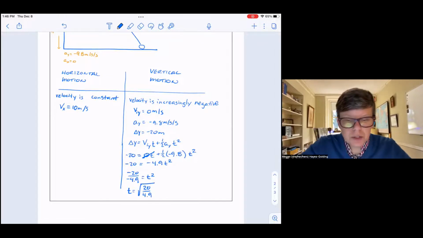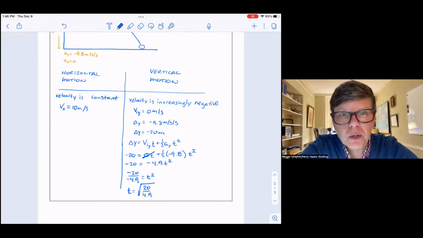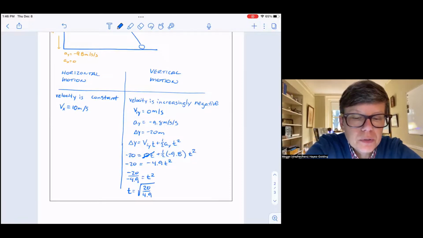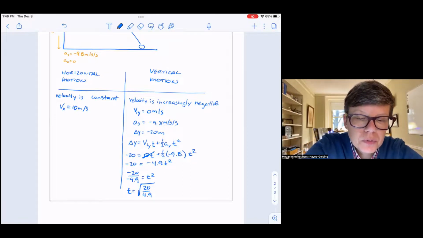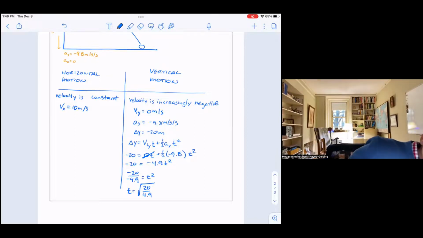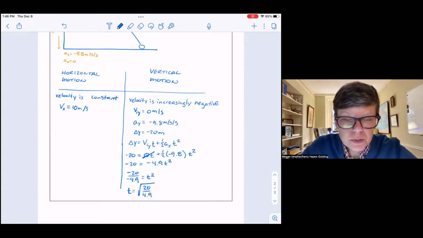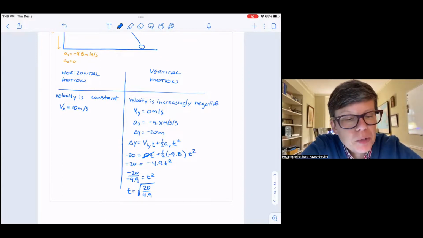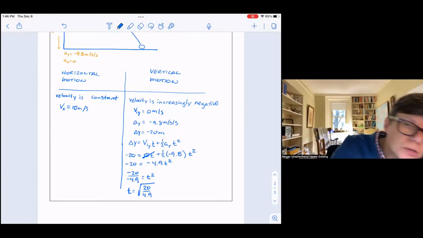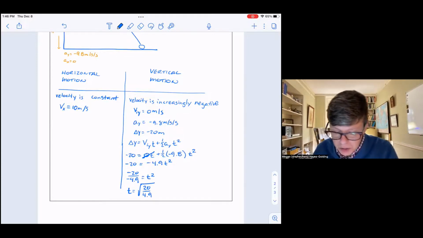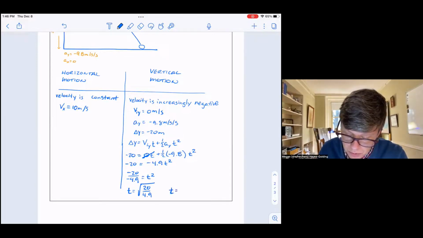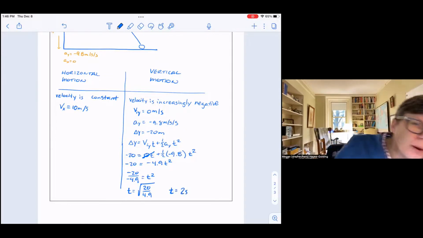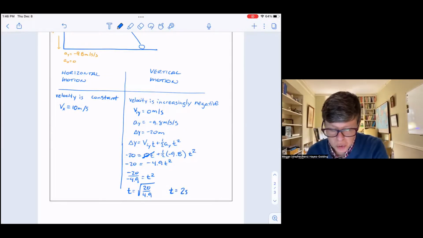Let's see, 20 divided by 4.9. Let me resort to my on-computer calculator. That is about 4.1. Let's take the square root of that. I really should remember to bring my calculator for these videos. That is 2 seconds. It rounds off. It's actually 2.02 seconds.